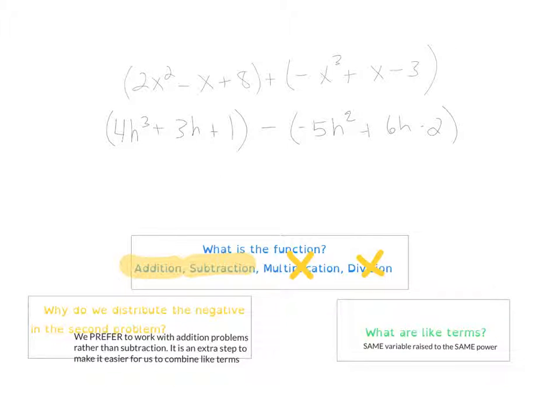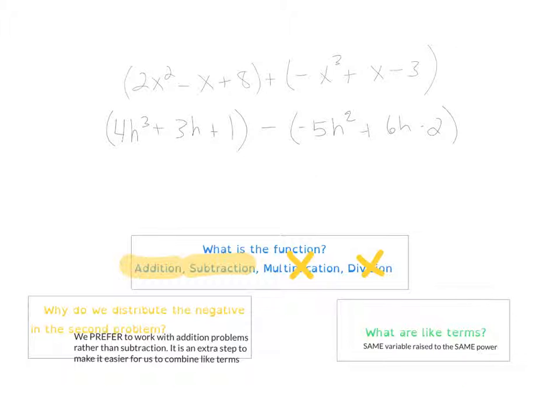Now that we know we're working with an addition or a subtraction problem, it's time to ask ourselves the next set of questions. The two questions that I come up with in my mind are, what are like terms, since my job is just to combine them in an addition or subtraction problem. And the other one would be, in the second problem, why do I have to distribute that negative? So let's deal with the first question first, what are like terms?